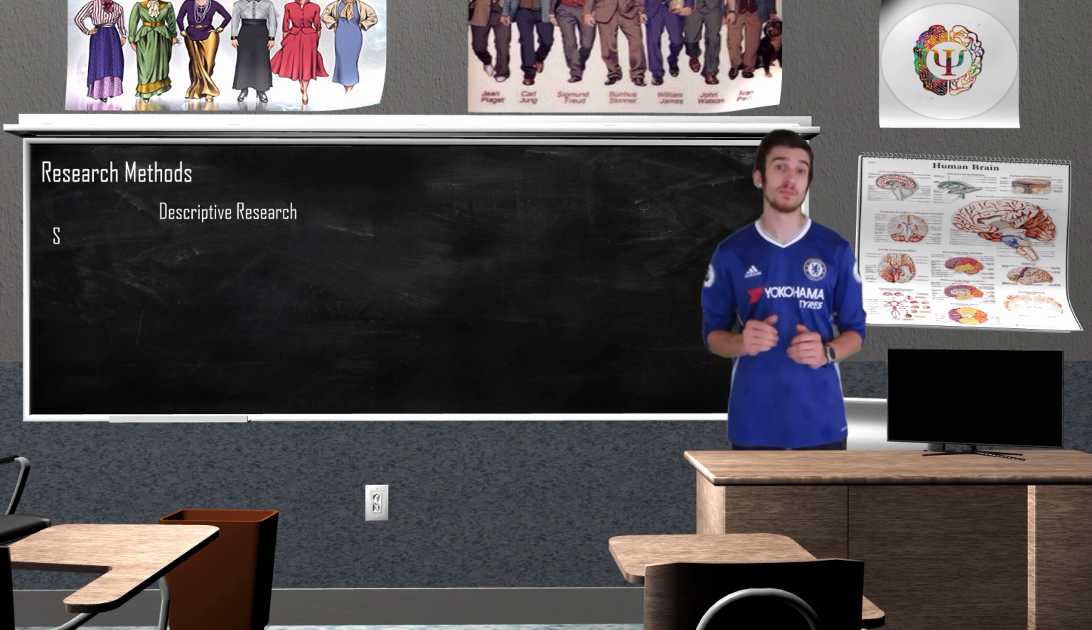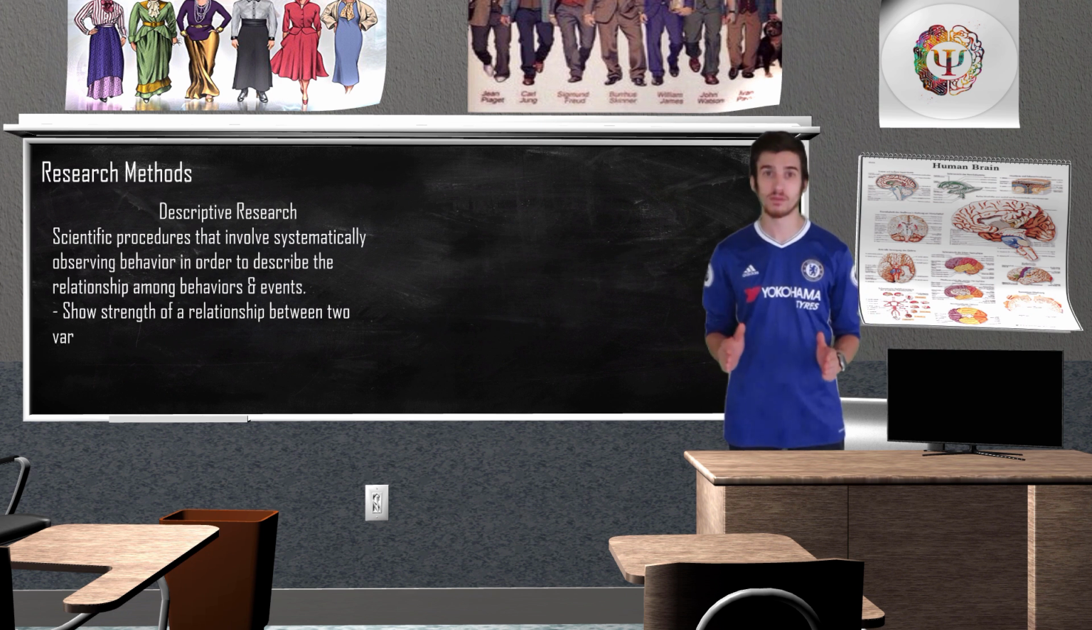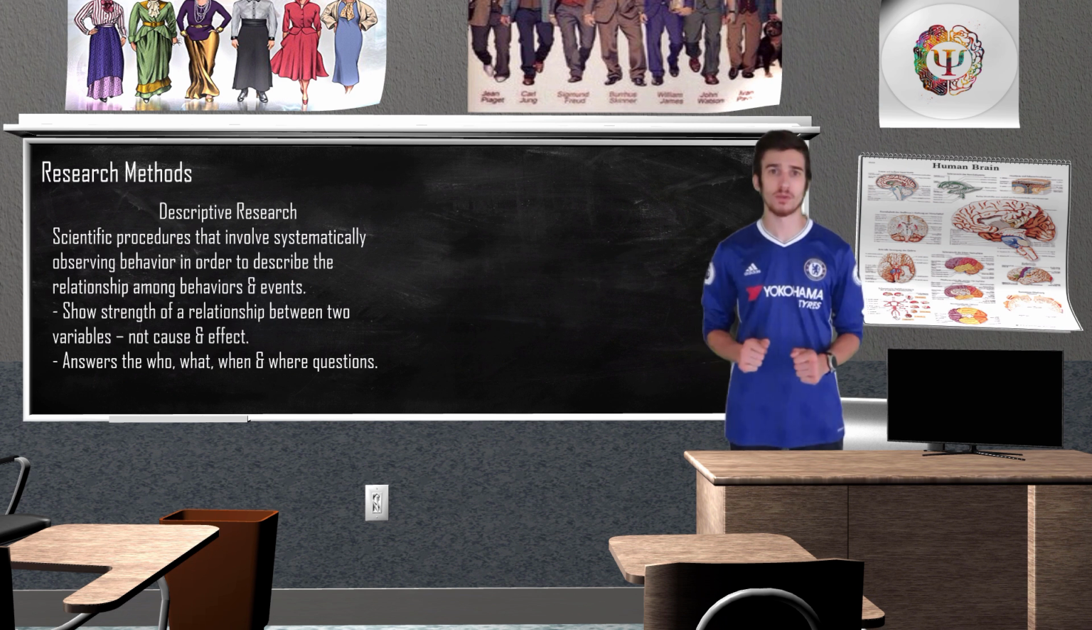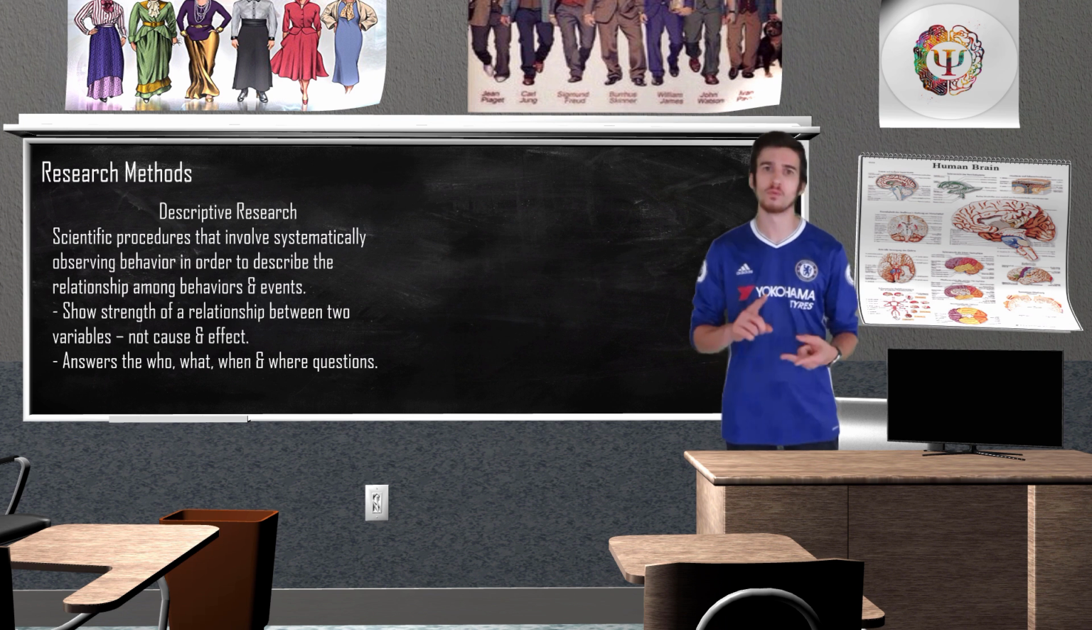Descriptive research is going to be scientific research that involves systematically observing behavior in order to describe the relationship among behaviors and events. Descriptive research is only going to show the relationship between two variables and how strong that relationship is, but it will not show a cause and effect relationship. This type of research answers the who, what, when, and where types of questions in research.